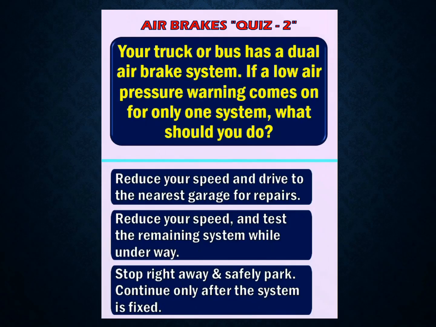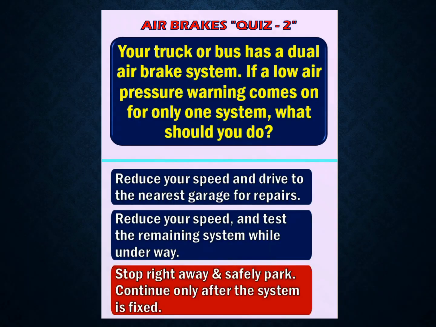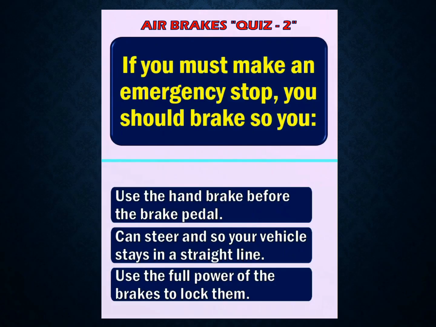Your truck or bus has a dual air brake system. If a low air pressure warning comes on for only one system, what should you do? The correct answer is C. Stop right away and safely park. Continue only after the system is fixed. If you must make an emergency stop, you should brake so you. The correct answer is B. Can steer and so your vehicle stays in a straight line.